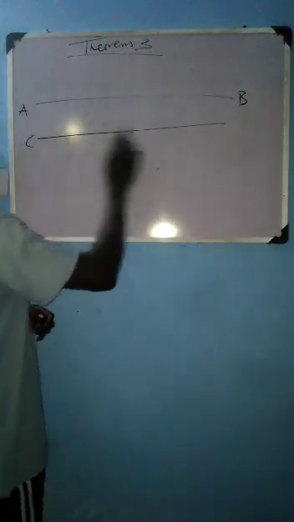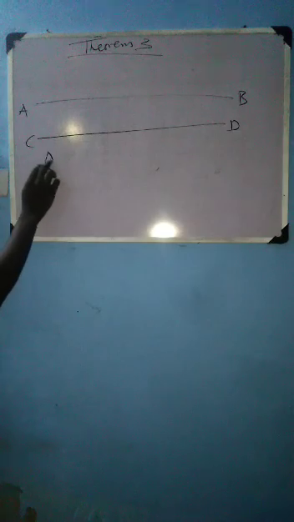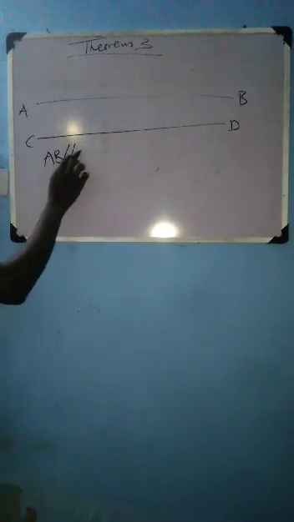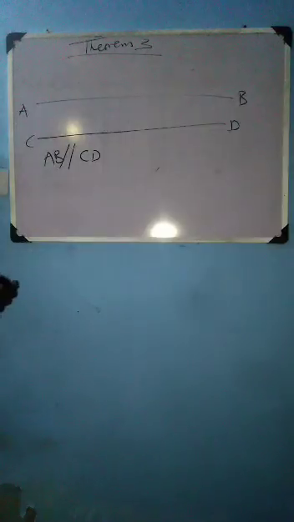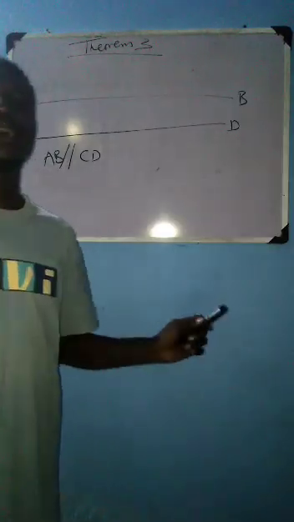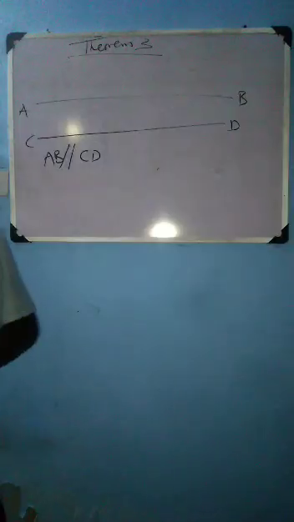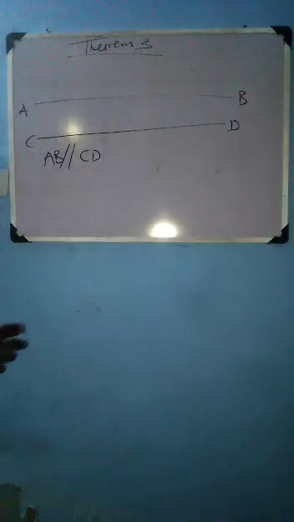Okay? So you can say this is A to B, and C to D. So this is written as AB is parallel to CD. So line AB and line CD are parallel. It means they will never meet each other, no matter how long you draw them. Okay, so we are going to derive theorem 3.